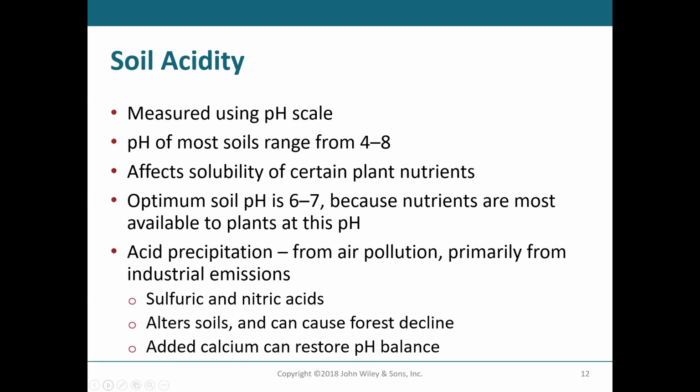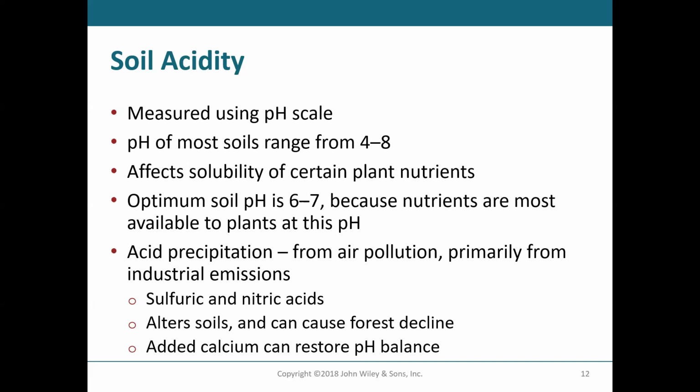Soil acidity, we measure acidity, of course, with the pH, which stands for potential hydrogen, and that's the amount of hydrogen ions within a solution. The pH of most soils ranges from 4 to 8, and as you may or may not know, 7 is neutral, 0 to 6 is primarily acidic, with 0 being highly acidic, and then 8 through 14 is basic, with 14 being the most basic. So pH seems to be mid-range. Most soil stays mid-range, 4 to 8.